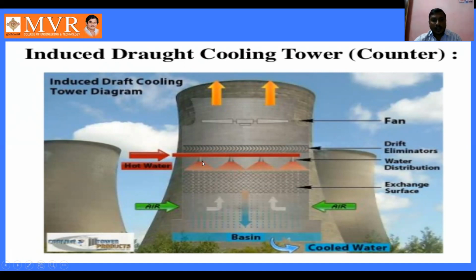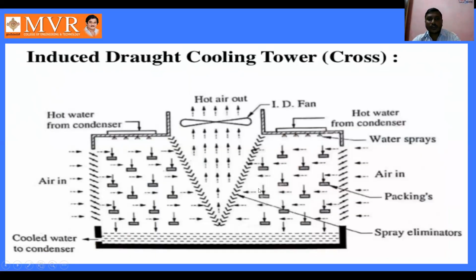See here, the air is coming from the atmosphere into the cooling tower, and the heat is rejected from the water, and convection heat exchange takes place between the air as well as the water, and the air takes this heat and transfers it into the atmosphere. This is what we have about the induced draft cooling tower.